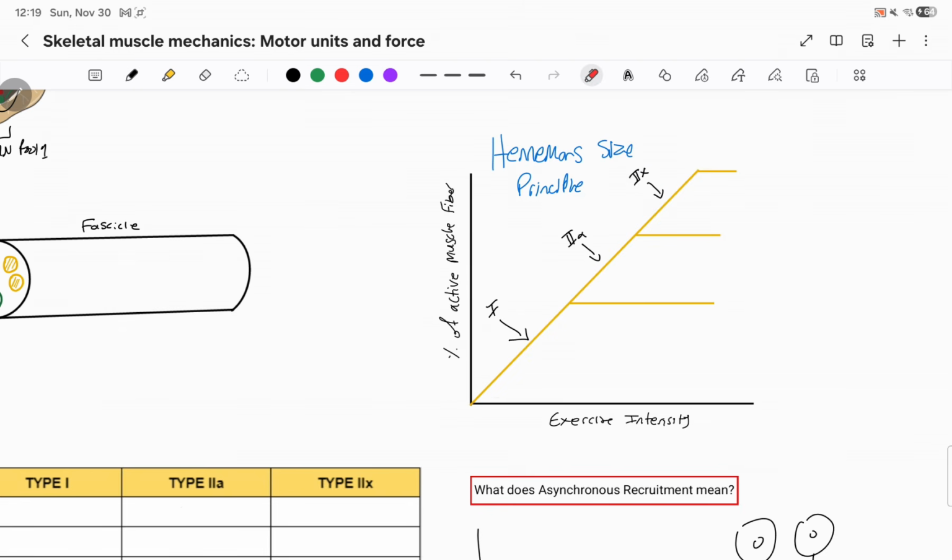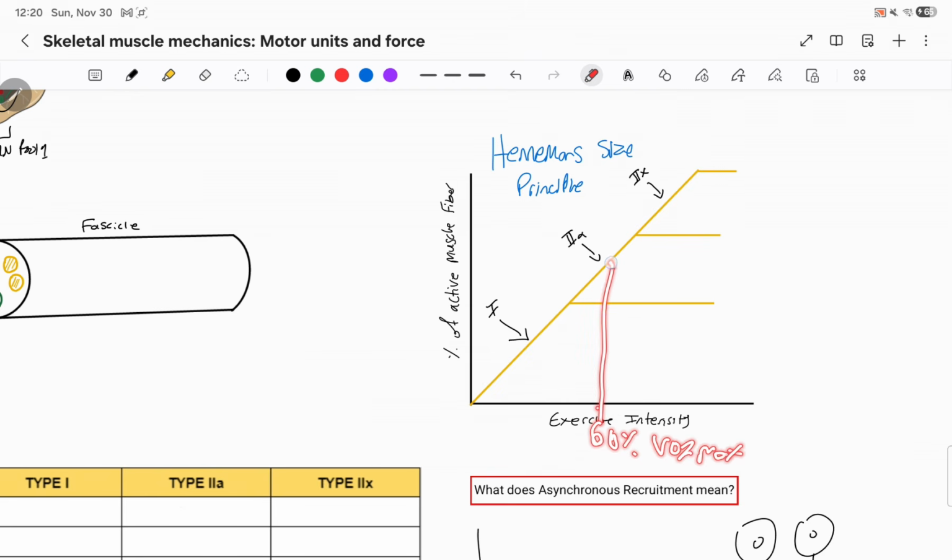At a given exercise intensity, let's just say at 0% of my VO2 max to around 40% of my VO2 max. This is just a level of exercise intensity. I am using my type 1 fibers. But then if I increase it past 40%, so now I go to 60% of my VO2 max.